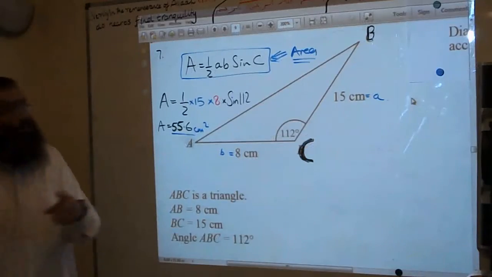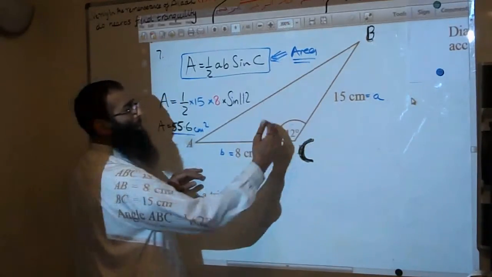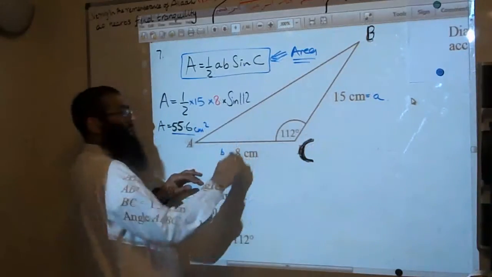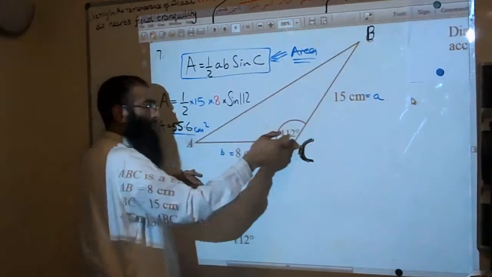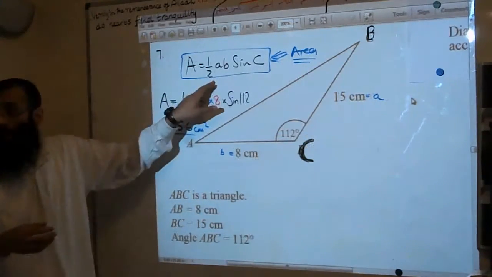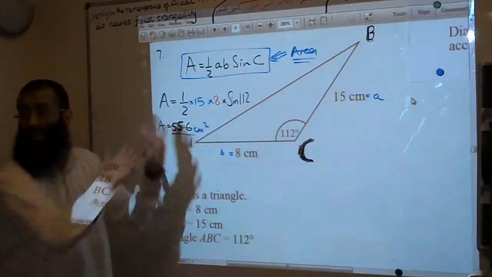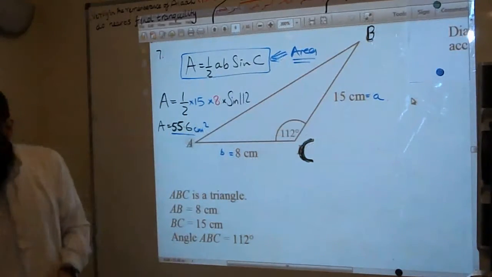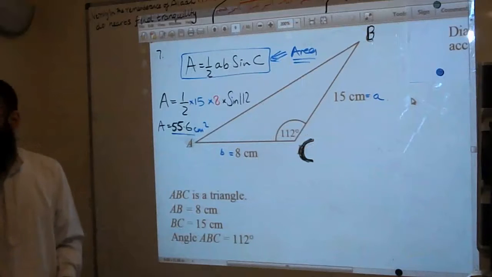Now, another quick, good thing you asked me. Here's the angle, and on this side you have the length, and on this side you have the length. So you know this, and you know the angle in between them. That's when you know it's this formula: when you know an angle and the sides around it. Is that on the actual exam paper? That's on the exam paper at the front.